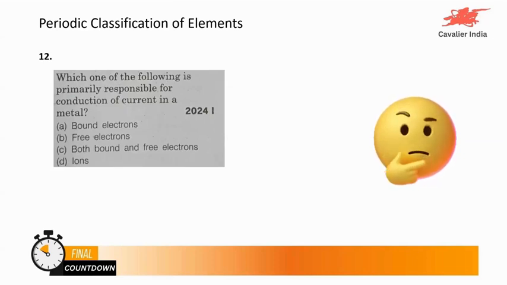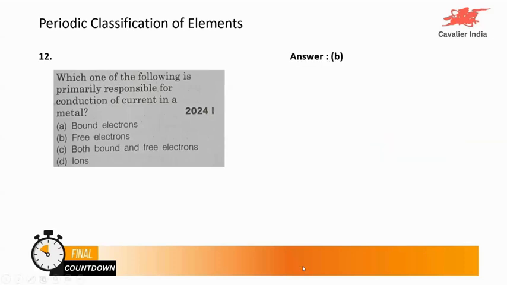Bound electron, free electron, both bound and free electrons, ions. Which is responsible? Answer, please. No one is having the answer. Which one of the following is primarily responsible for conduction of current in a metal? Just think and answer the question. Yeah, option B is the right answer. That is, free electron is responsible for the conduction of current in metal.